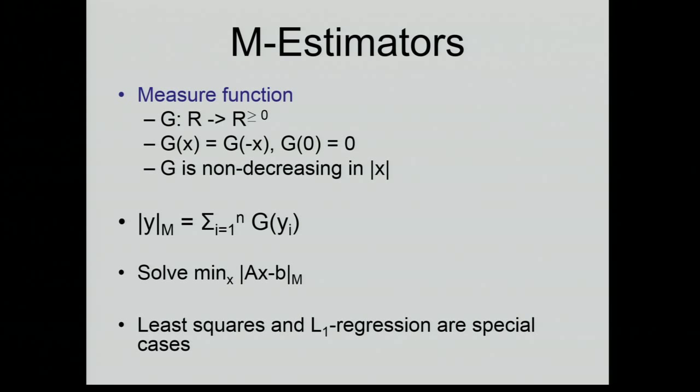And as I said, least squares and L1 are special cases, right? I can take g to be the square function for least squares, and I can take it to be the absolute value function for L1 regression. Okay, so stop me if there are any questions.